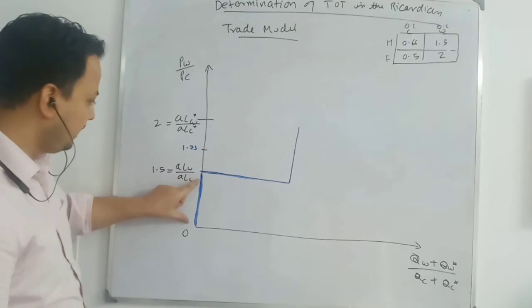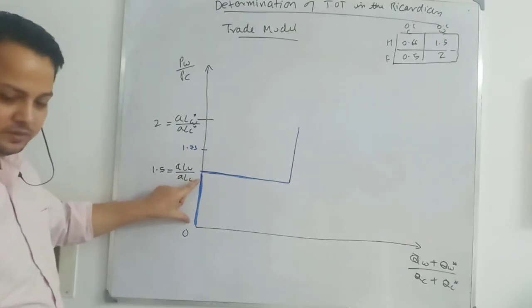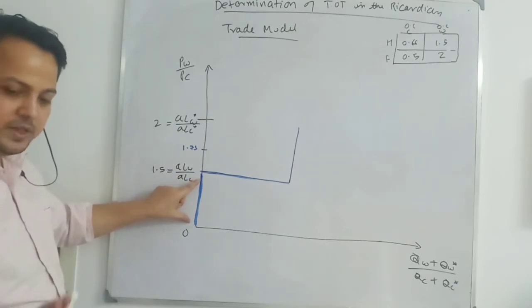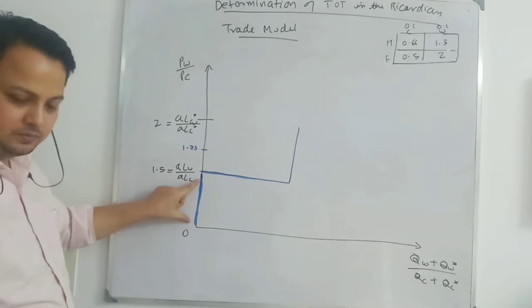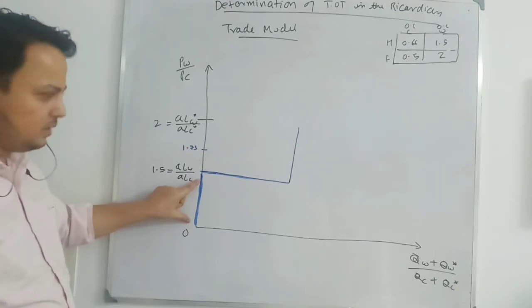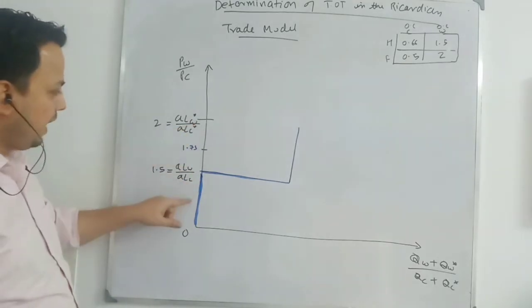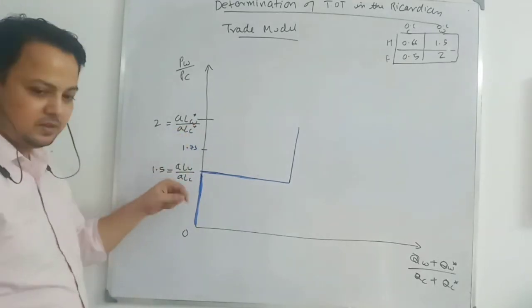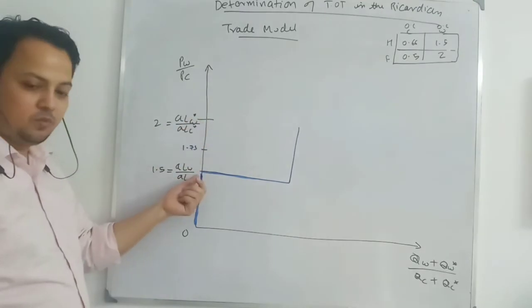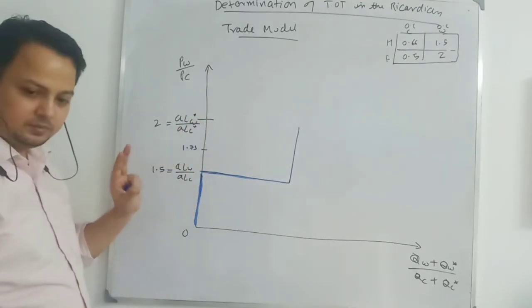Okay. Here, what is the home country producing? Home country is producing only cheese. So why will the foreign country not produce? Because the opportunity cost is lower. So if you move in this direction, the foreign country will be producing more cheese. Okay. Clear?